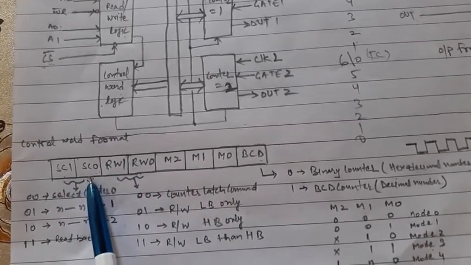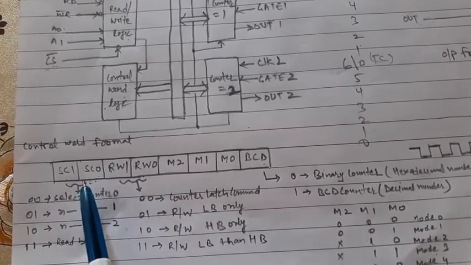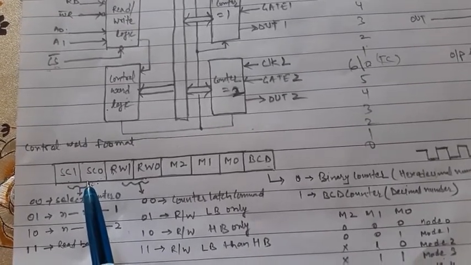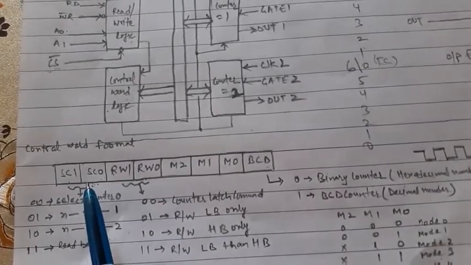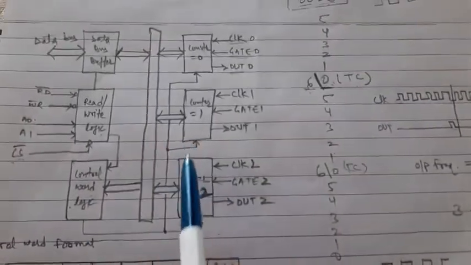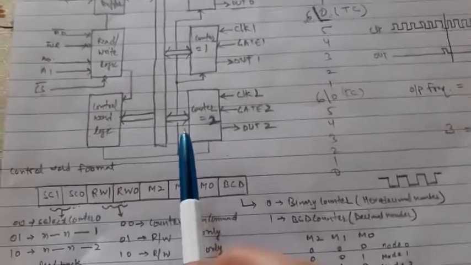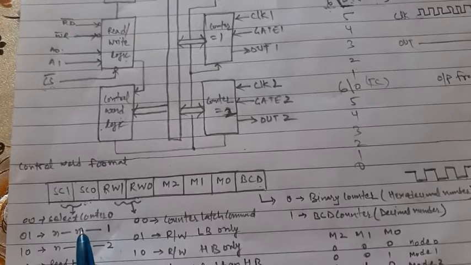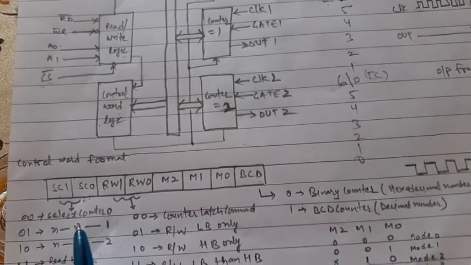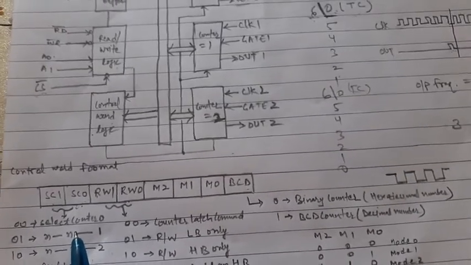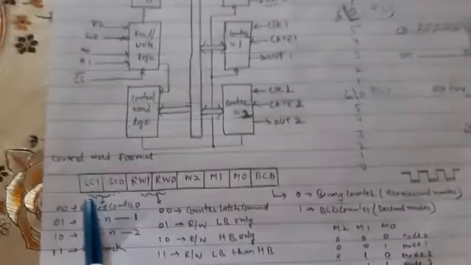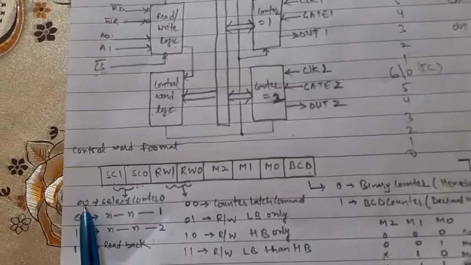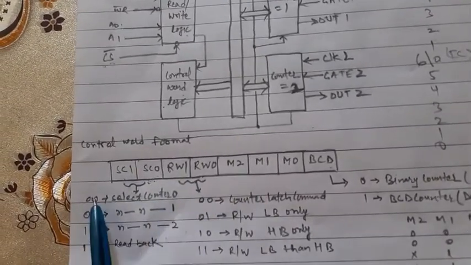In the lecture on architecture I told you that all these 3 counters are independent of each other because they all have their own signals. So whatever we decide through the command word is not for the whole 8254, but it is for one counter only.